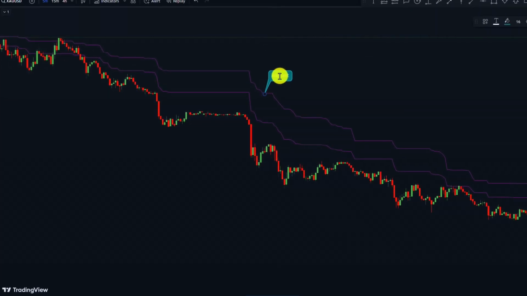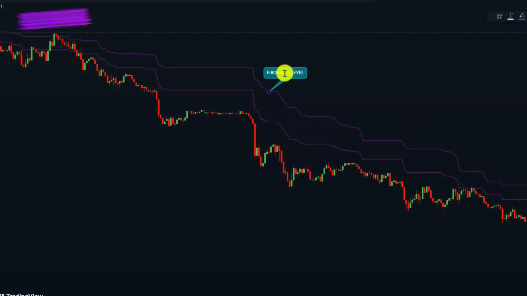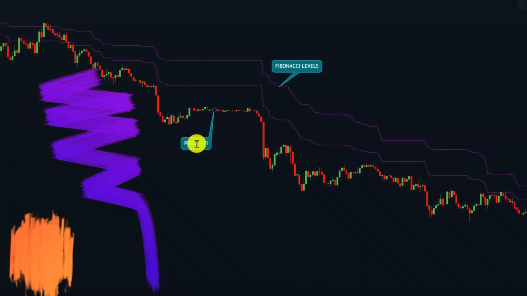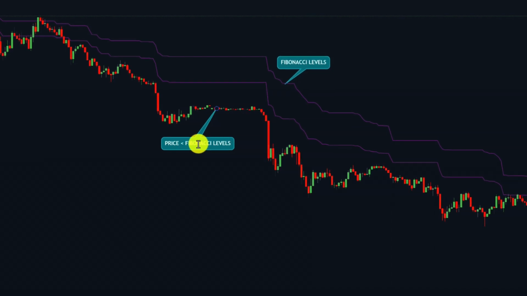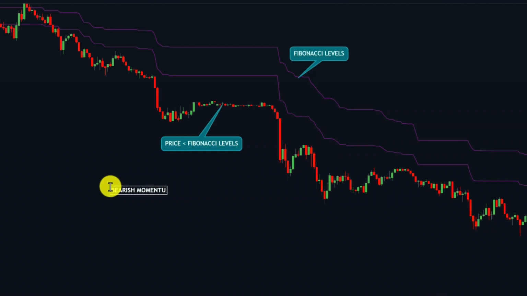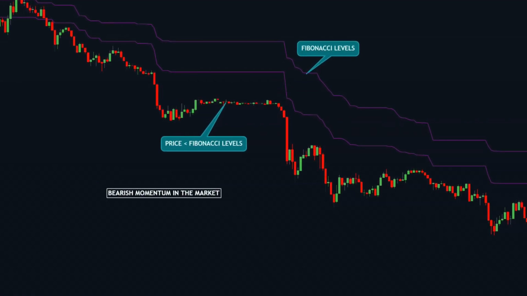Conversely, if the price stays below the Fibonacci levels, we call it a bearish trend. This indicates that the market sentiment is negative and the price is likely to keep falling. In a bearish trend, traders might look for selling opportunities or consider shorting the market to benefit from the downward movement.